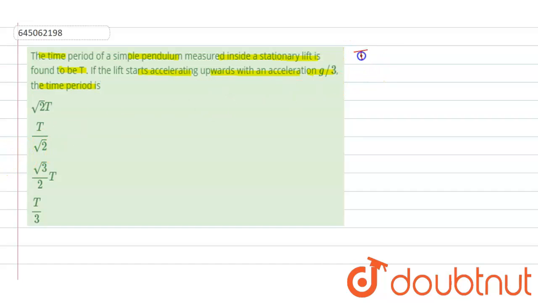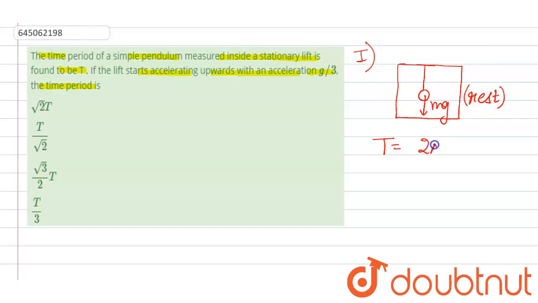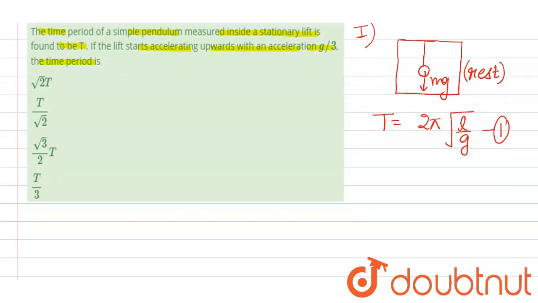So here the first condition is given that the lift is stationary and a pendulum is there in the lift. Suppose it is attached to the ceiling of the lift. So here its weight will be its actual weight, that is mg, because the lift is at rest. So there is no pseudo force. Now the formula for the time period of a simple pendulum is written as T equals 2 pi under root L by g, and g will remain g here. This is assumed to be the first equation.